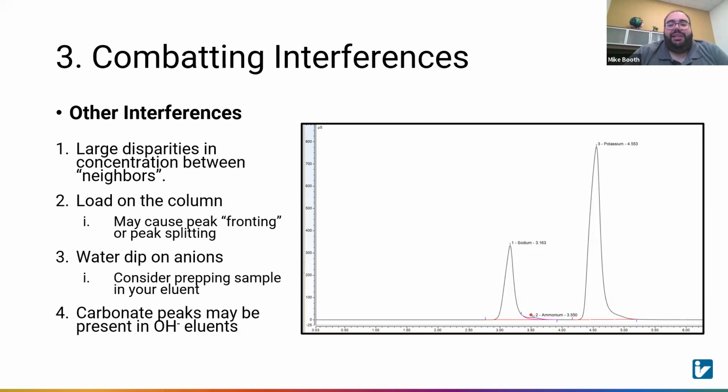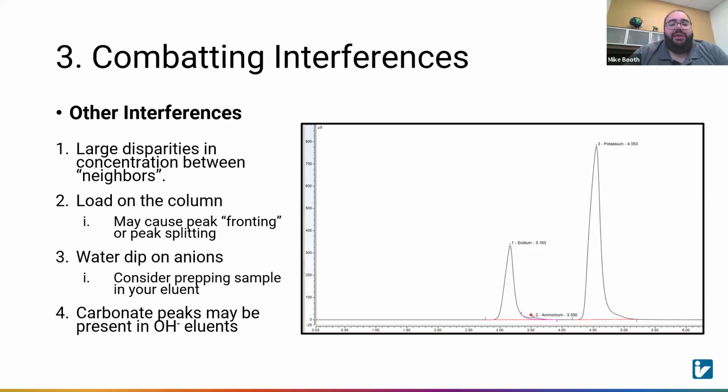And the way the IC instrument manufacturers have found to get around this is they have specialty columns if you need to measure low ammonium in the presence of high sodium. So that is one of those things where, as we talk method development, figuring out the right column for your need can be critical in helping you solve an issue pretty quickly.